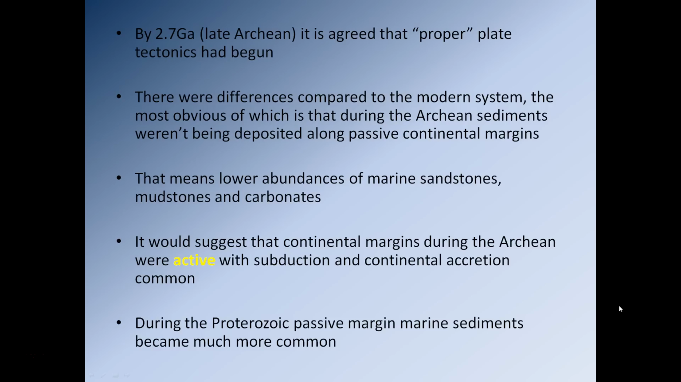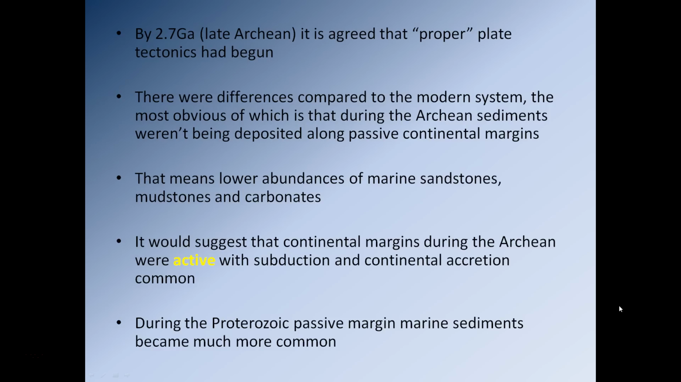Now, when we look at the continental margins of the continents from the Archean, what we see is a distinct lack of passive continental margins. They're just not there. So this means that we see very few marine sandstones, marine mudstones, and marine carbonates. So what this would suggest is that the continental margins of the Archean continents were all active.